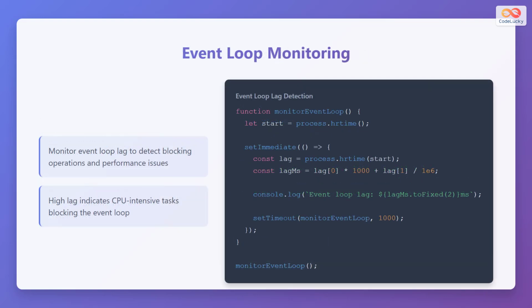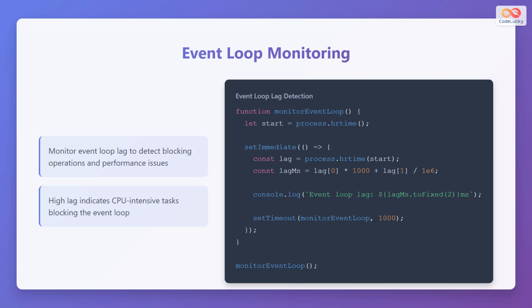The event loop is at the heart of Node.js's non-blocking, asynchronous architecture. Monitoring its performance is essential for maintaining application responsiveness. High event loop lag indicates that CPU-intensive tasks are blocking the event loop, causing delays and impacting performance. Here's how to detect event loop lag.